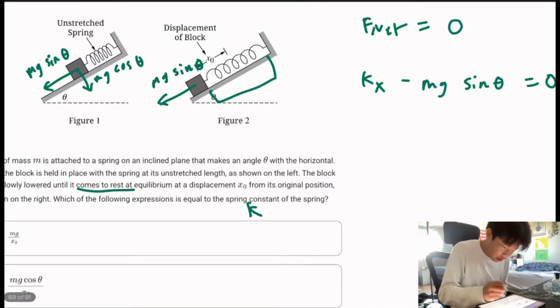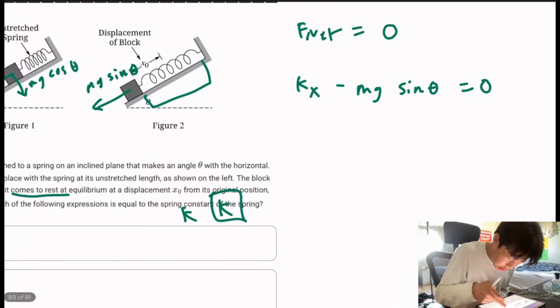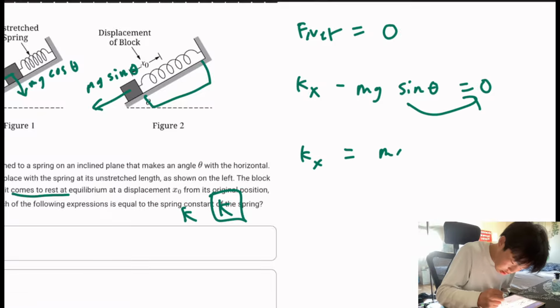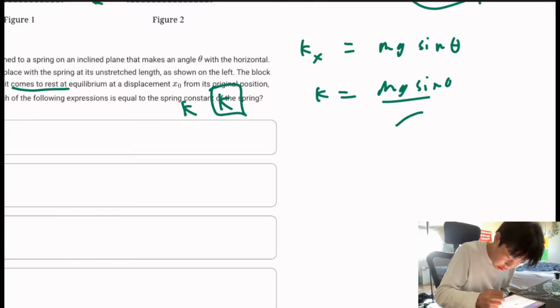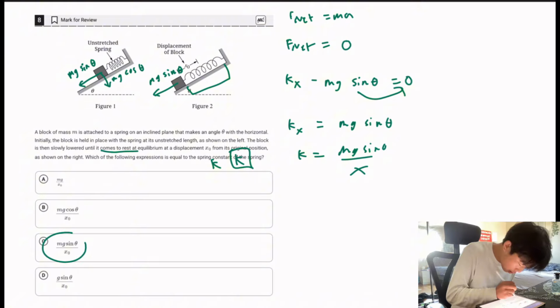So now we have to find k. How do we isolate k? So first we have to move this to this side. So that's going to be kx equals mg sine theta. Now it's k equals mg sine theta over x, my bad, guys. And that is going to be C.